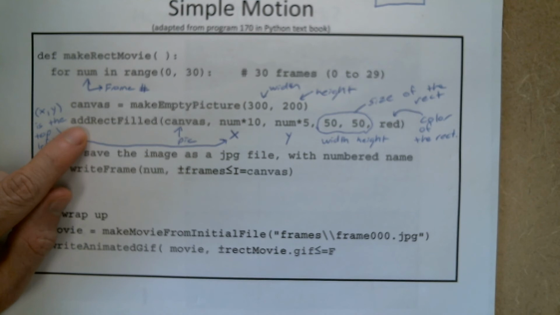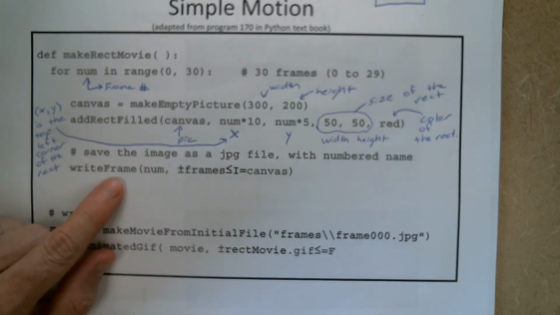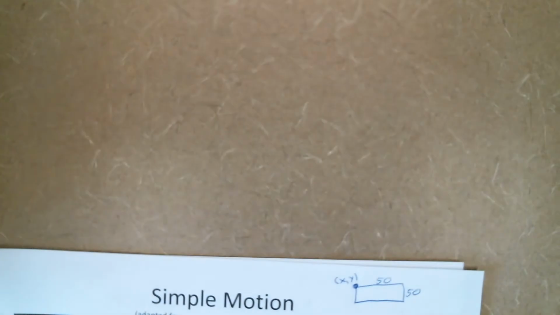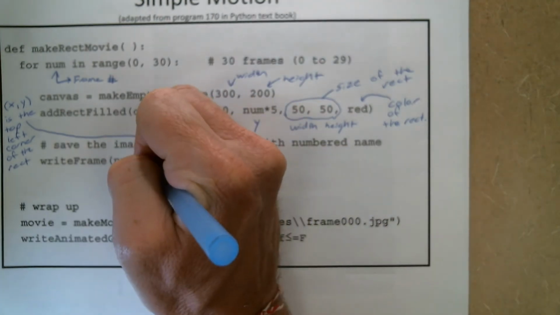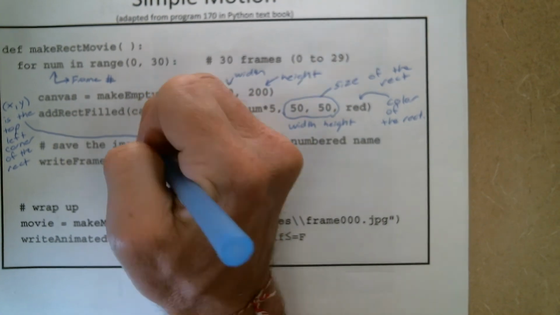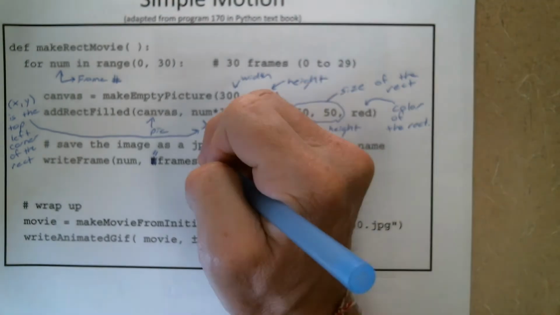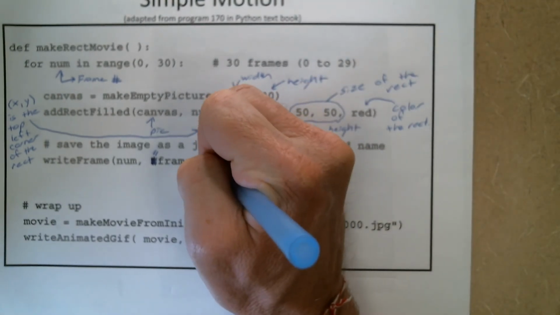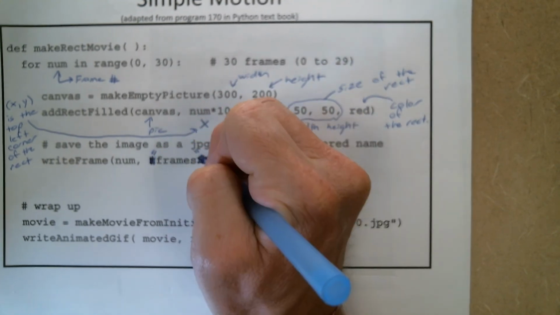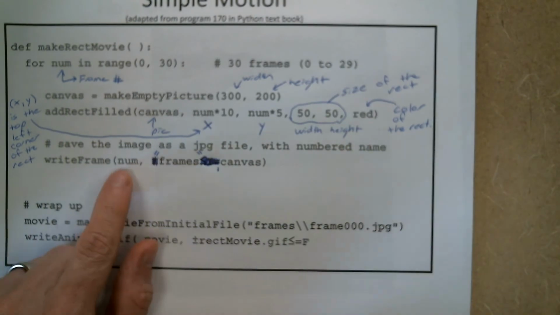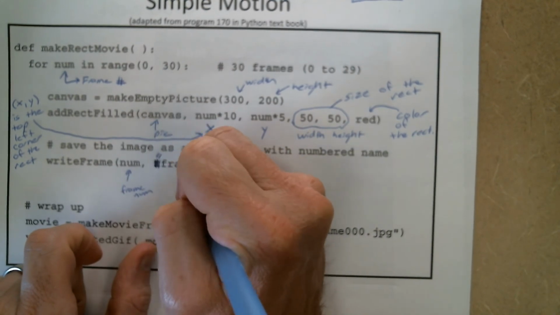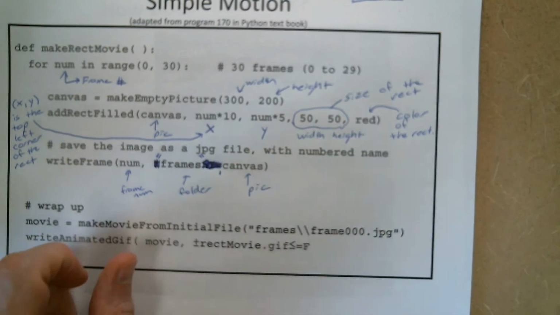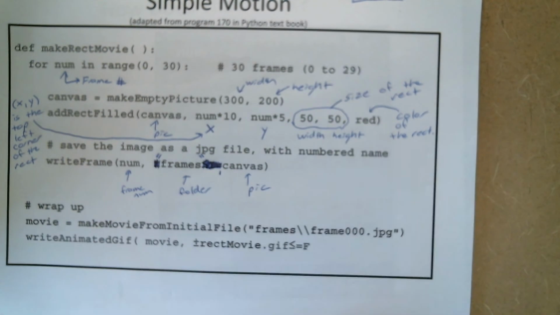Then, after we do the add rect filled, we actually write the frame. Hold on, this printed out weird. I totally missed that this happened. This is what happens when you sometimes go from Google Sheets to PowerPoint. But this should be just frames with quotes around it. Sorry about that. So this is just the word frames with quotes around it, which is the name of our folder, and then comma canvas. So this is the frame number, again what we just talked about. This is the folder. And this is the picture that we're writing. So this is actually going to create the file in our project.